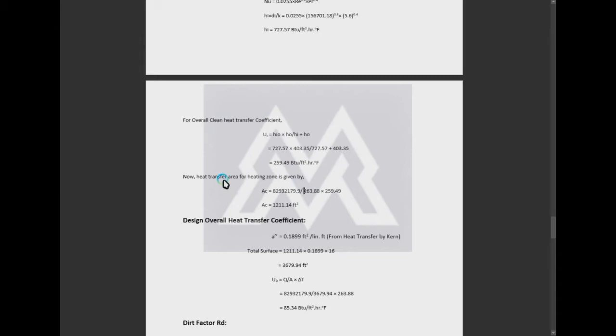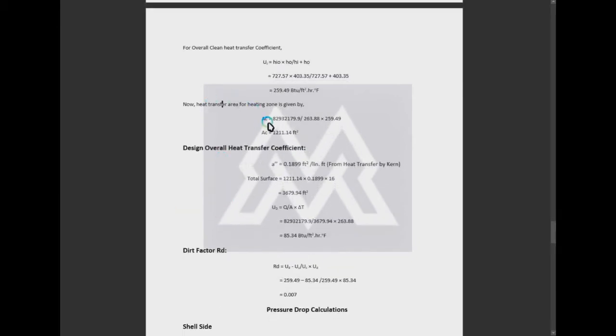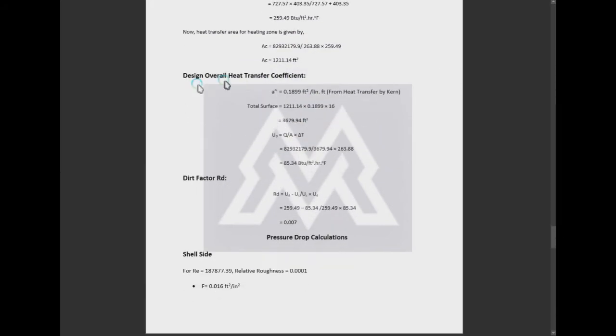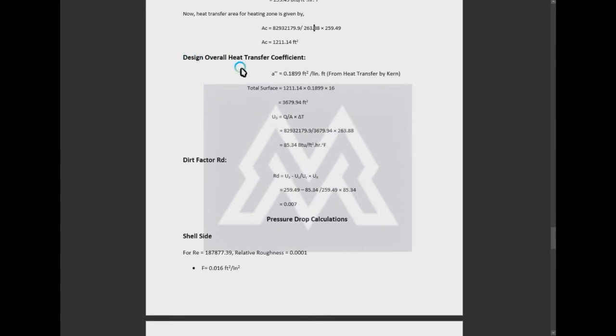The purpose was to calculate the heat transfer area for the heating zone. So we divide the Q, and remember the unit consistency check is important here. This Q is in BTU per hour, and the coefficient is per feet square. So the overall answer of AC will be 12.1 feet square in this case. So the unit consistency check is important: Q over U delta T. This is the LMTD, the corrected LMTD. This one is 263.